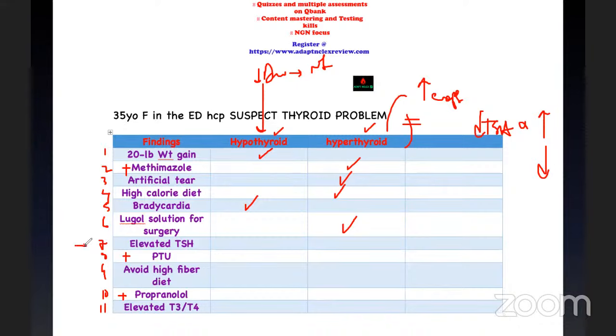So it's going to be hypothyroid. PTU is going to block thyroid hormone. Therefore, if you don't have thyroid hormone, you should not be blocking it. You should be one who has high thyroid hormone. Who will need a high fiber diet? Who can solve that one?